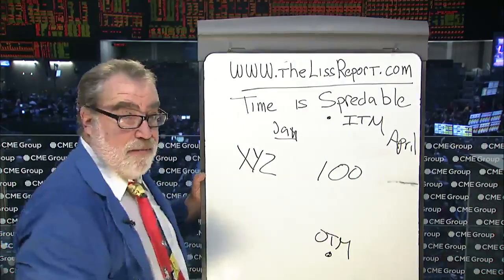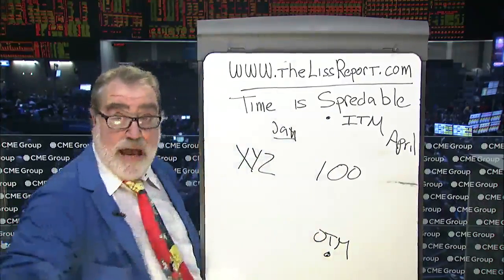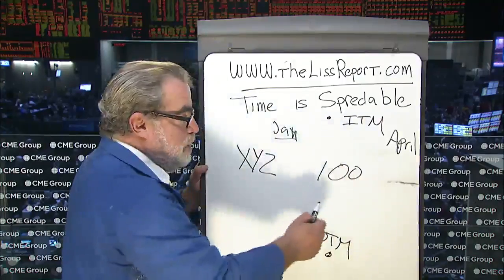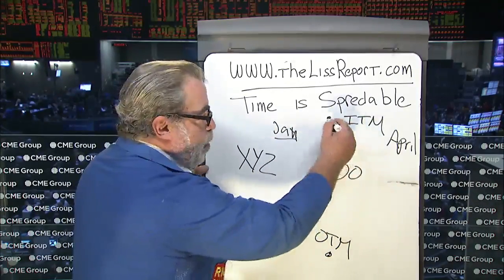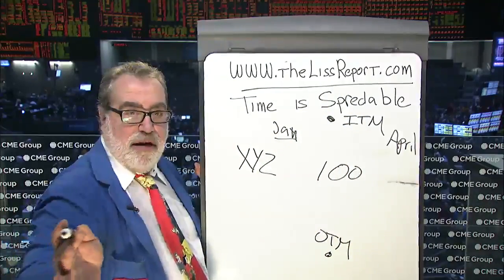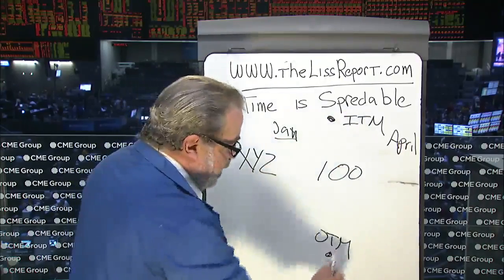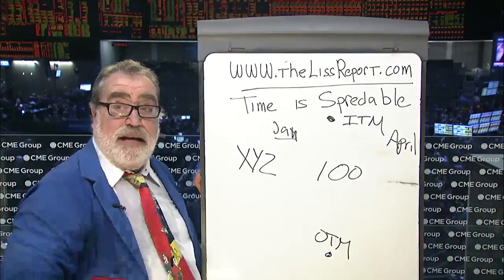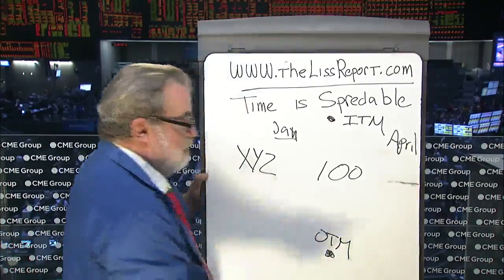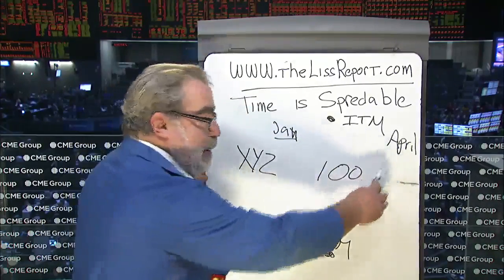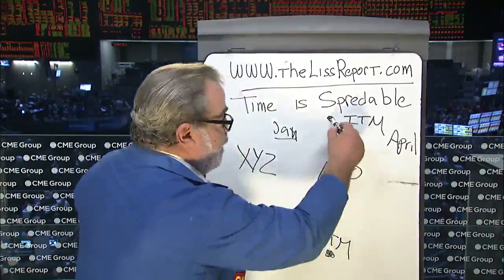Just as an example, with a super deep in the money call, say the 10 call, it is so far deep in the money that the time difference between Jan and Apr will be more or less nothing. They'll both trade at parity or very close to it. And let's say then we had the way far out of the money, let's say the 200 call. That is so far out of the money, the difference between the Jan and the Apr will be more or less zero. So, what does logic tell us?